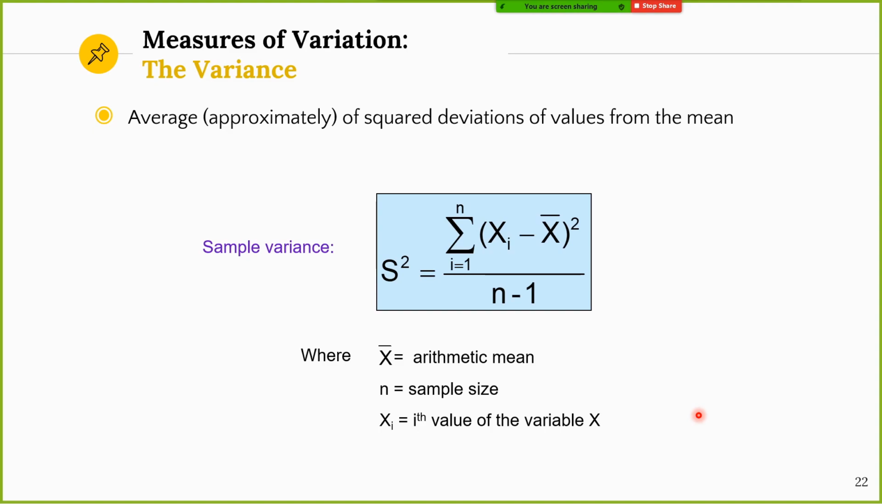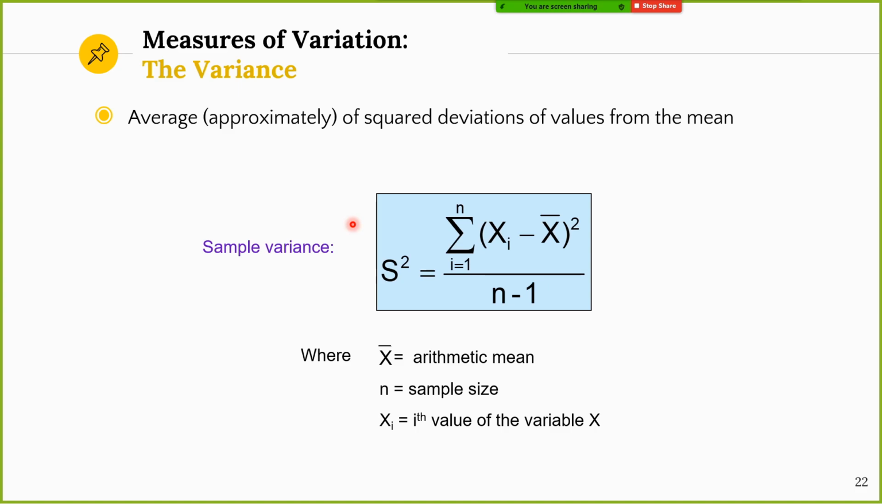The next is the variance. This variance is only the average squared deviation of values from the mean. You can see we have this symbol S squared, which is the variance. So it's only the squared deviation of values from the mean. It means how far are you from the mean?